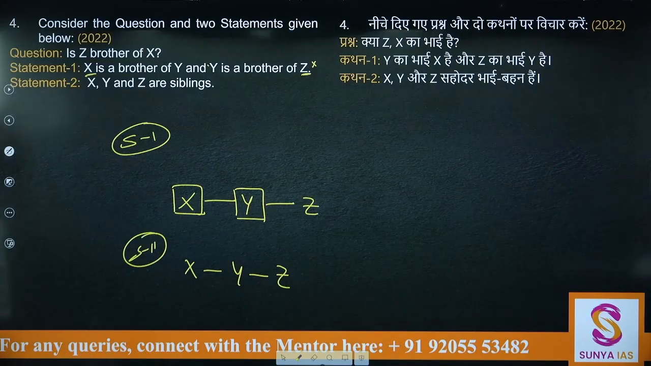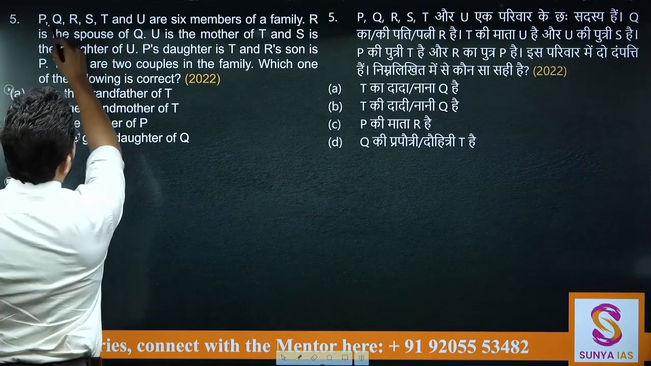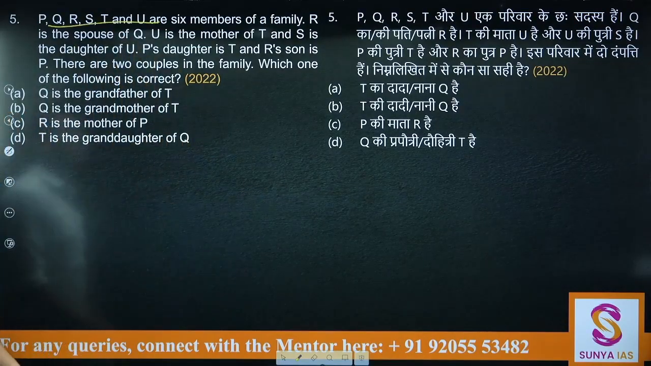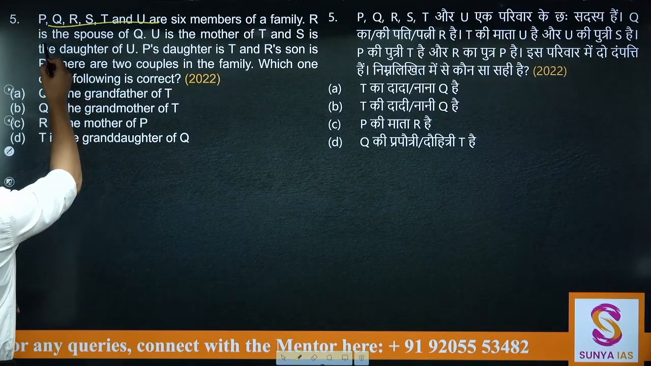Let's see the next one. P, Q, R, S, T and U are 6 members of a family. R is the spouse of Q. So we know that R is the spouse of Q.